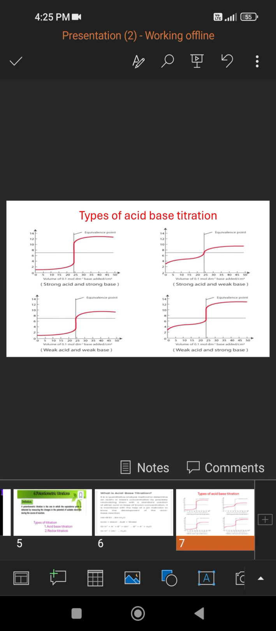Next one, types of acid base titration. First one, strong acid and strong base. Second one, strong acid and weak base. Third one, weak acid and weak base. Fourth one, weak acid and strong base. This is a graphical presentation.